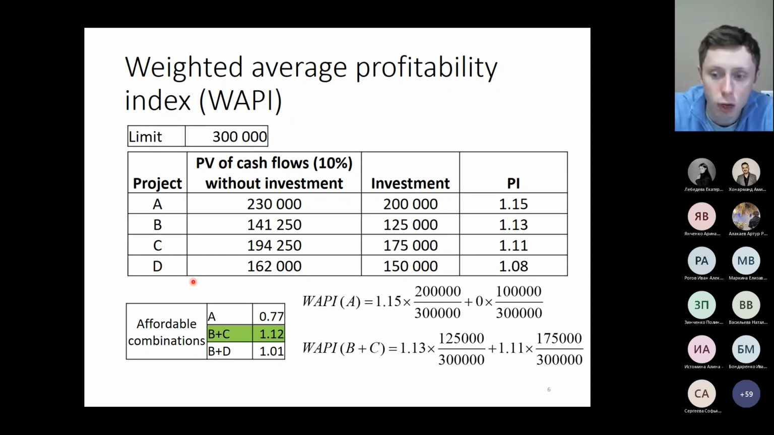And even though, Uliana, I see you had a good point. If we would, for example, compare projects A and B, as both of them have a higher profitability index, you might think that it is a good option and that in this case we would have the highest weighted average profitability index. But as in this example it will exceed the limit, it means that we cannot consider this combination of projects.